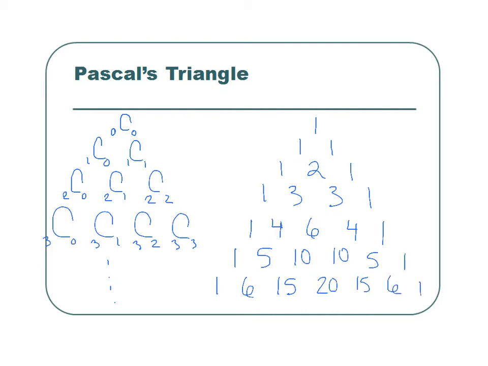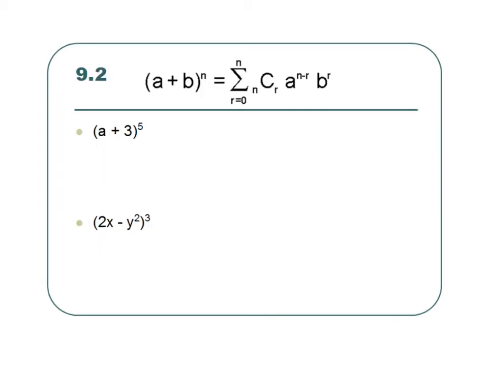Okay, now we're going to come back and use that Pascal's triangle as we do the binomial theorem. Here we have a couple examples. I'm going to start off with a plus 3, and I'm going to raise it to the 5th power.